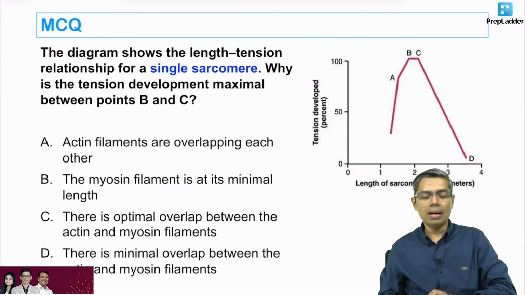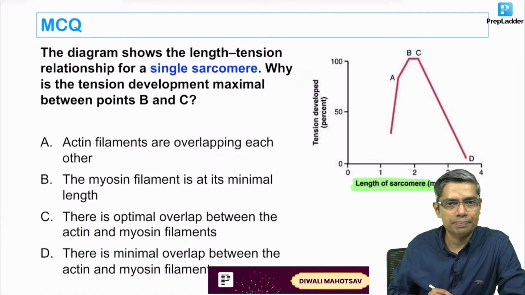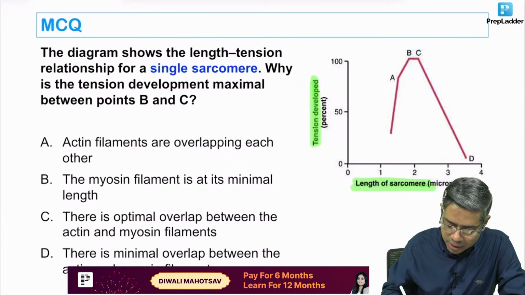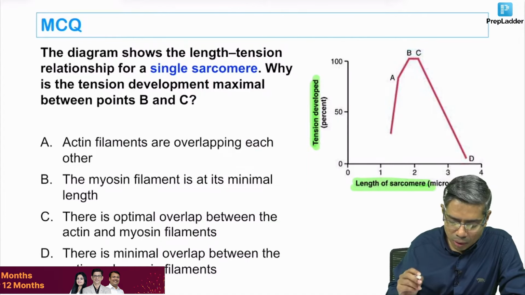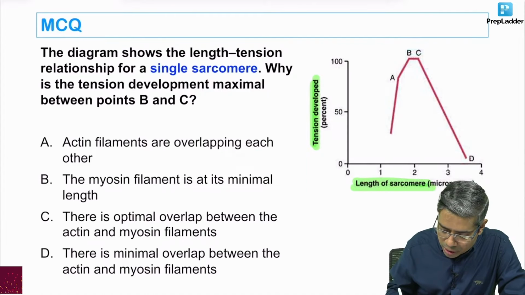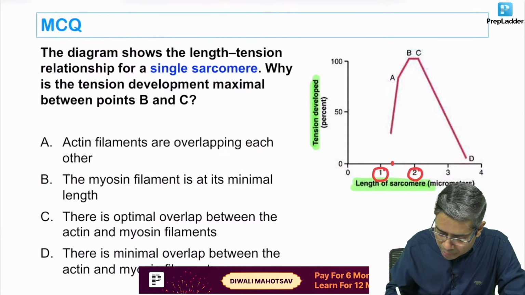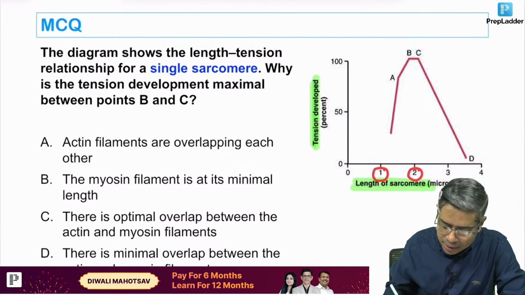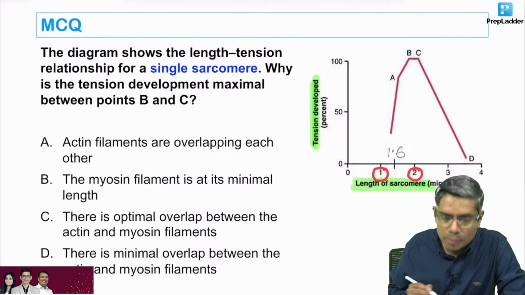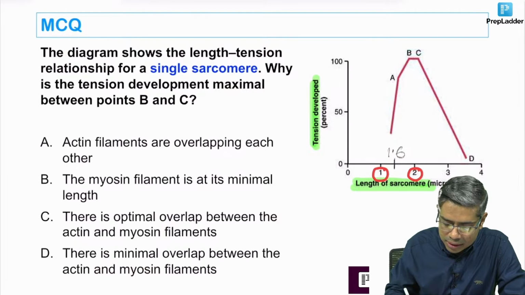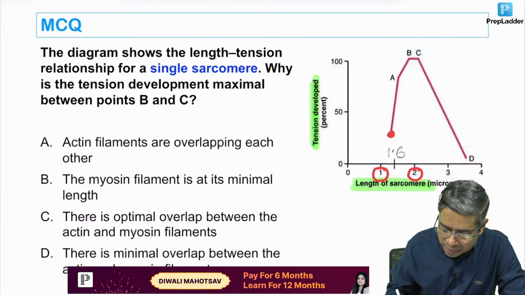Now, if you look at this graph, what is the x-axis? The length of the sarcomere. And what is the y-axis? The tension in the sarcomere. See, this is 1 micrometer, this is 2 micrometer. In between, suppose I take this point, this is the length of the sarcomere which is 1.6 micrometer. In this condition, the tension curve is very low here.